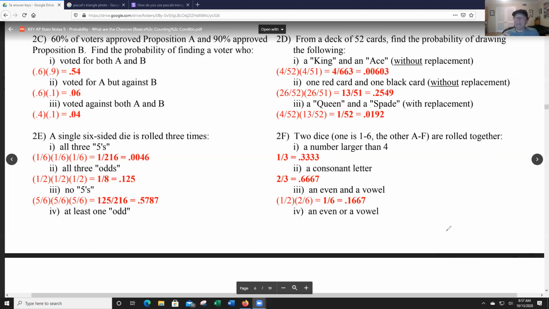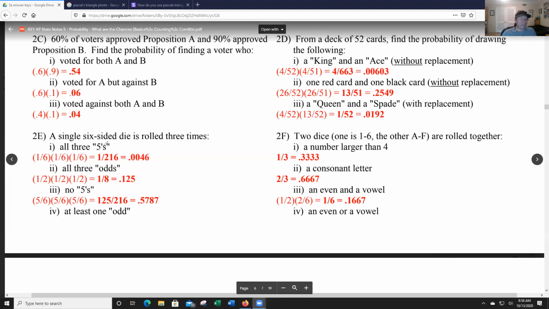Okay, a queen and a spade with replacement. All right, fine. So a queen, there's 4 of those, and a spade, there's 13 of those. And because you put the queen back into the hand, then you still have 52 as your denominator on the second one. Okay.